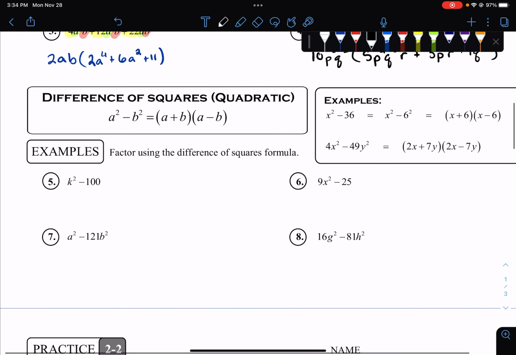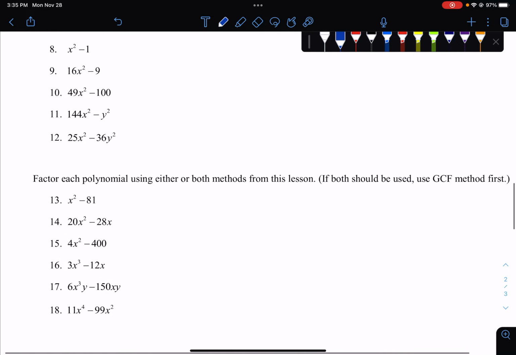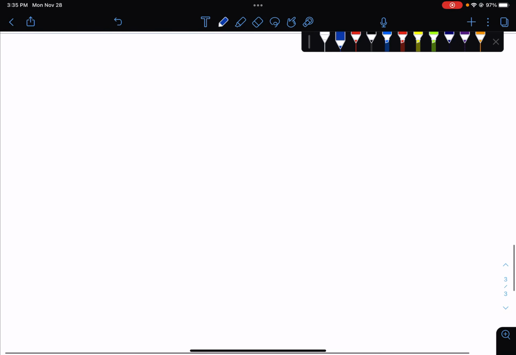Okay, difference of squares. We love this shortcut. If I have two things being subtracted, and they both are squares, then I get this really cool formula right here. So if I have a squared minus b squared, I end up with a plus b times a minus b, all right? And I'm gonna show you just a bunch of examples really quick, okay?